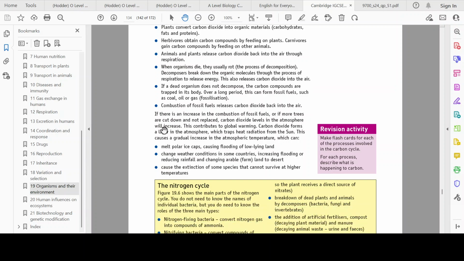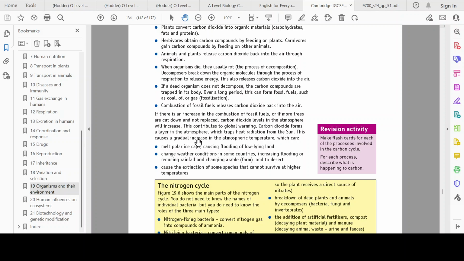Then they mention the environmental effects. So if there's an increase in the combustion of fossil fuels, or if more trees are cut down, so either you're putting more into the atmosphere, or you're removing the trees which are able to take the carbon dioxide out of the atmosphere and put it back into the food web, into the ecosystem. In either case, if it's not replaced, carbon dioxide levels in the atmosphere will increase, which will contribute to global warming, right? And so the carbon dioxide forms a layer in the atmosphere which traps heat radiation from the sun. So that's the greenhouse effect.